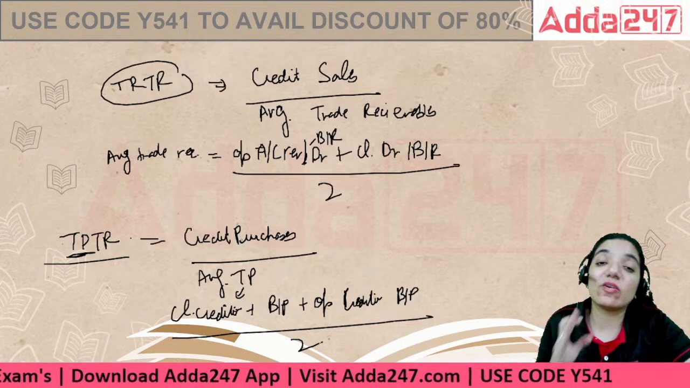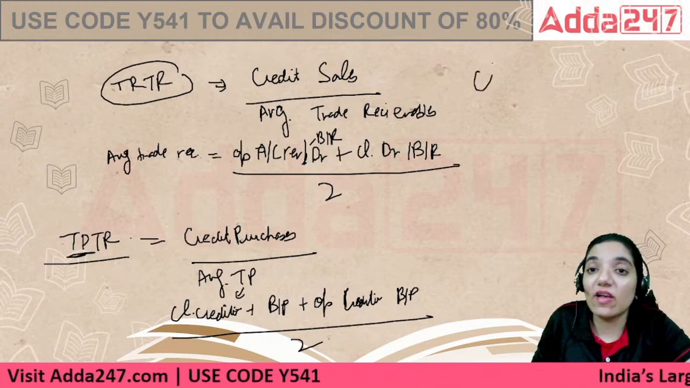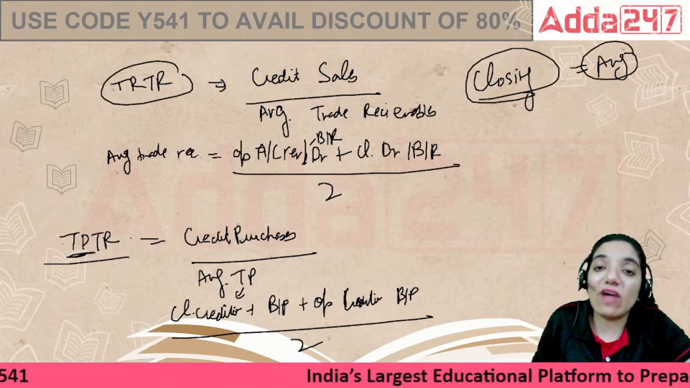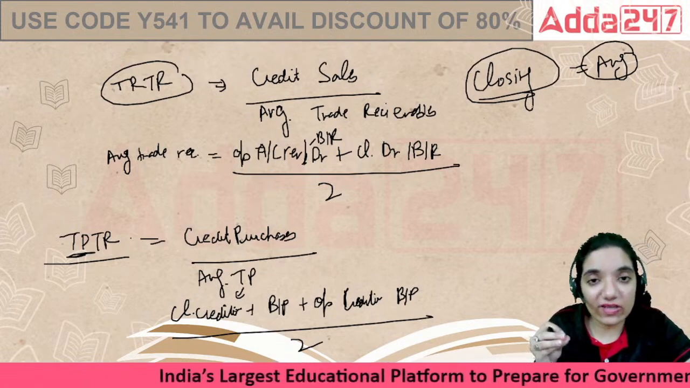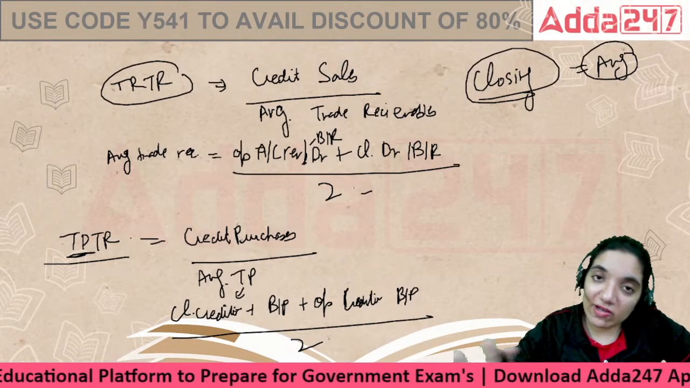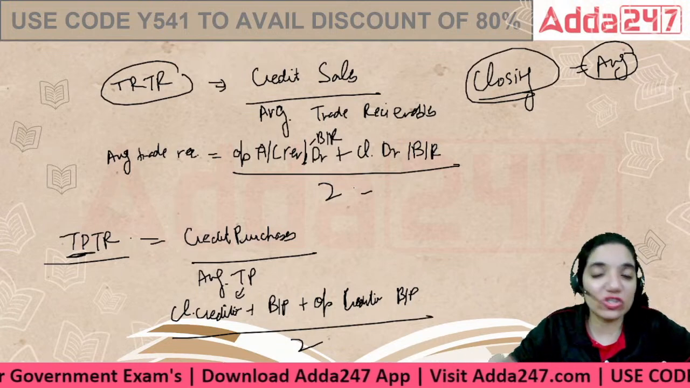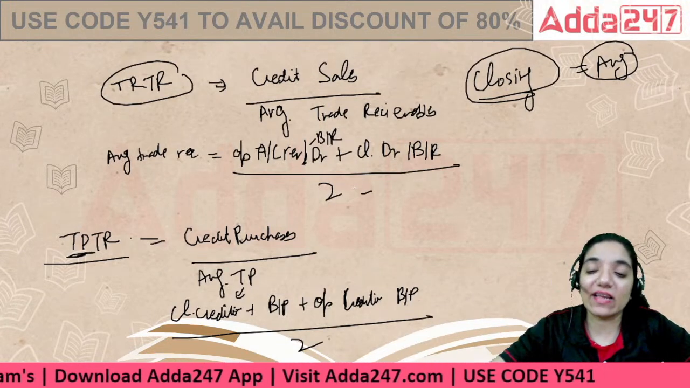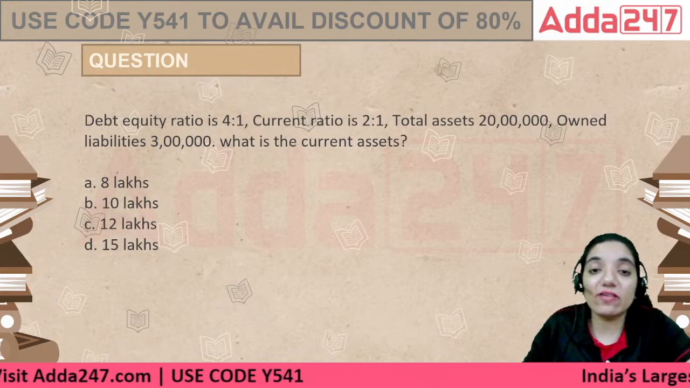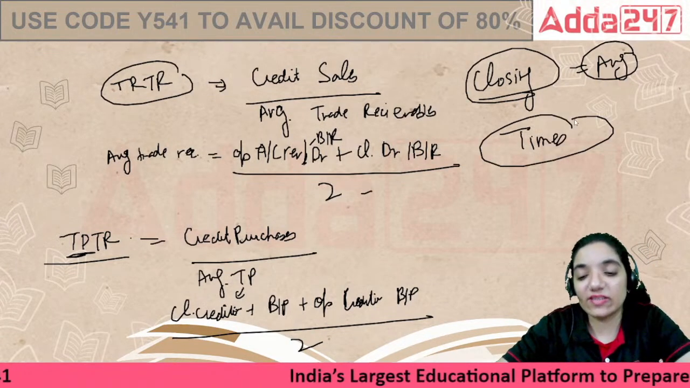Sometimes there are questions where they'll give you just the closing values. If they give you only the closing values, assume this is the average only. So whatever value of closing debtors or closing creditors is given, take that as the average, because they are not providing you the opening value, and you divide it as it is. So remember this point. These are a few important turnover ratios, and all these ratios are calculated in times. They are expressed in times.